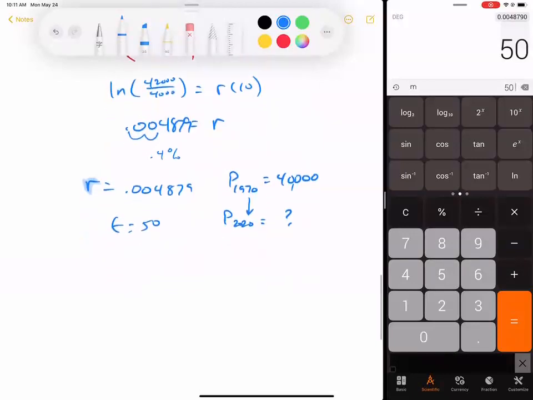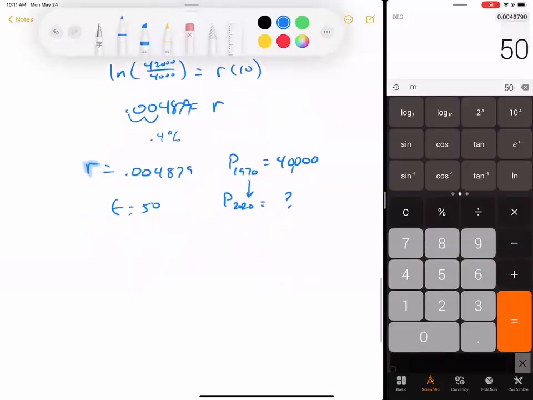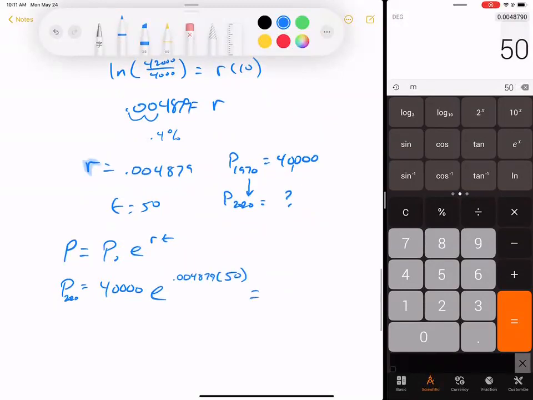Now we have everything we need to set this up. Let's do P is equal to P naught e to the rt. Our final population in 2020 is equal to our initial population of 40,000 times e to the rate, 0.004879. We're going to give ourselves a nice 50 years to grow. Okay, 50 years to grow. And we're going to see what our ending population will look like.